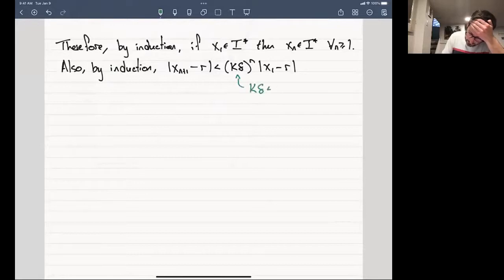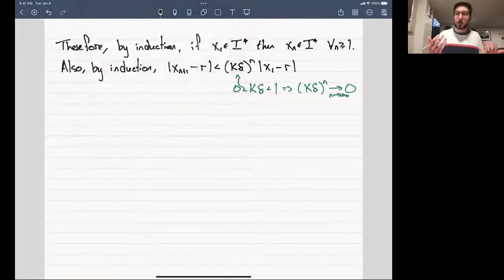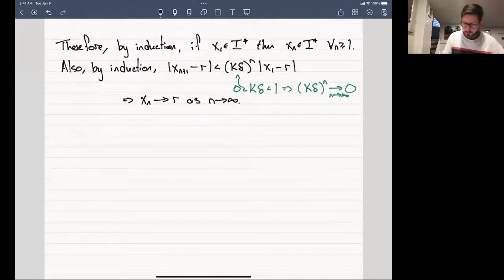And let's take a look at this. K times delta is less than 1, which implies that if you take powers of it, this goes to 0 as n goes to infinity. I think we proved that on the second day. This is also positive. But again, this is just a geometric series. I'm just multiplying in k times delta each time. Since it's smaller than 1, this thing's going to go to 0. And the distance from x1 to r is independent of n. That's just a constant. So this implies that xn converges to r as n goes to infinity. Boom, there it is. We proved it, right?